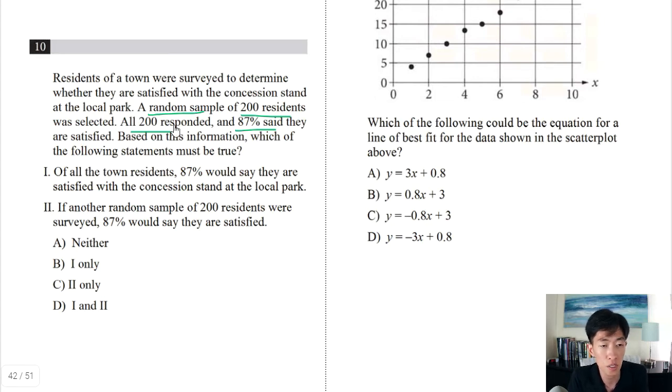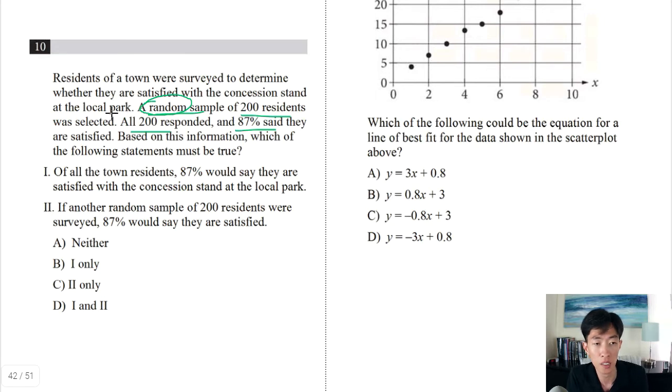So for the SAT on these types of questions, all you really have to concern yourself with is whether the sample was actually random. And if the sample is random on the SAT, whatever is true for the 200 residents is also going to be true for the larger group in general.